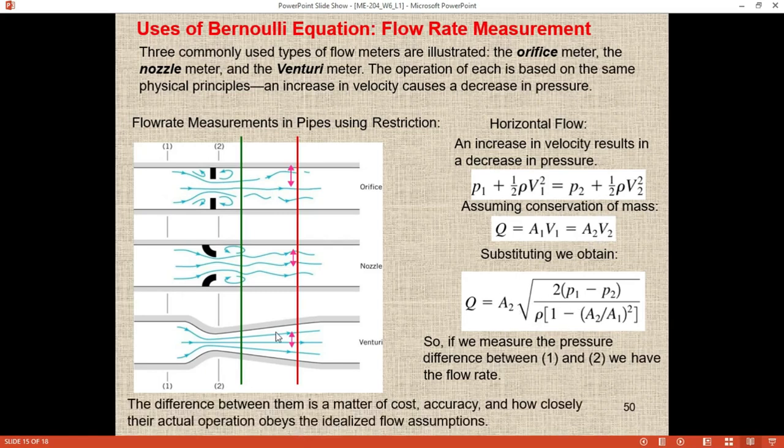So what is the difference between all three? The difference between them is a matter of cost, accuracy, and how closely their actual operation obeys the idealized flow assumptions. The application depends on the cost and accuracy of the equipment. Which one you want to use depends on how precise your measurement needs to be. So this is the end of the lecture.